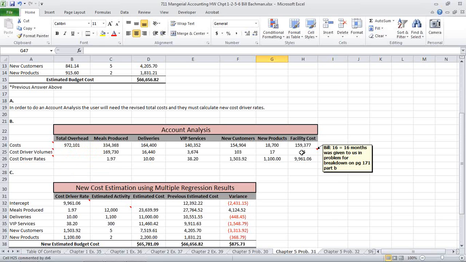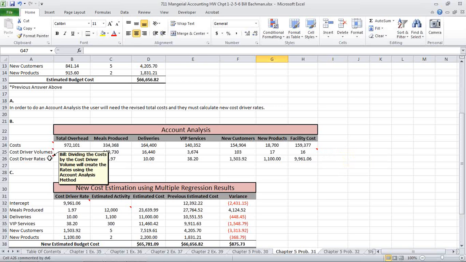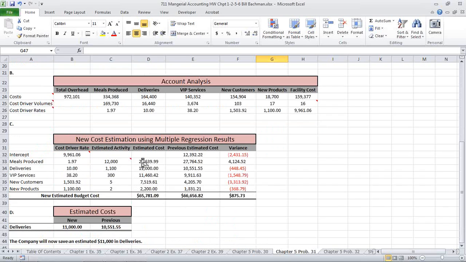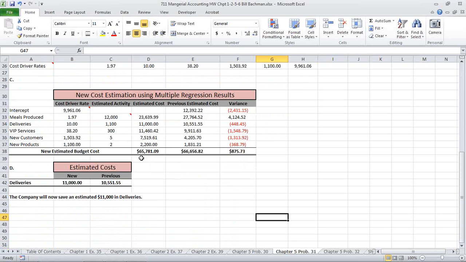One thing you will notice is that you will not have a facility cost. This is actually the 16 months that is in the stated text above the problem on page 171 for Part B. And then from there, the cost driver rates are fairly easy to figure out. All you're going to be really doing is dividing the cost by the cost driver volumes, and that will give us our new cost driver rates. It's a very straightforward, pretty rudimentary way of figuring those out.